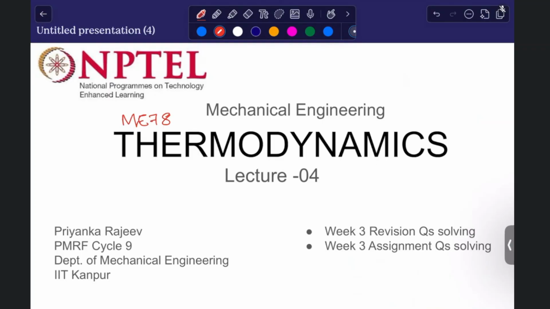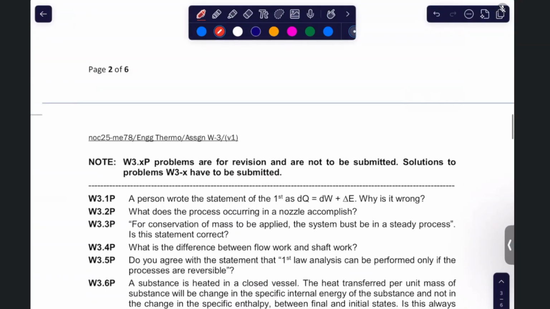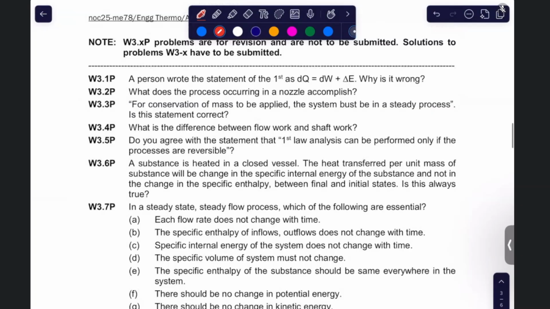Today we will be seeing week 3 revision questions and week 3 assignment questions, which are based on first law of thermodynamics. So these are the revision questions. First question is, a person wrote the statement of the first law as dq equals dw plus delta E.